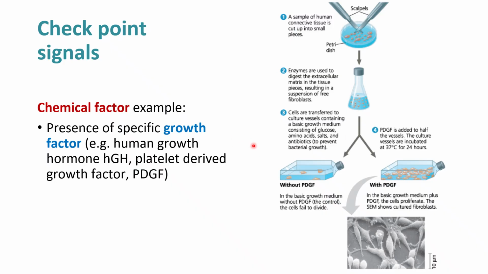So another example, like say during an injury, platelets in our blood would release PDGF, which is a specific platelet-derived growth factor, okay, in the vicinity to stimulate fibroblast cells to divide in order to heal that wound. Right? So these growth factors are usually used as a go-ahead signal within cell cycle regulation.